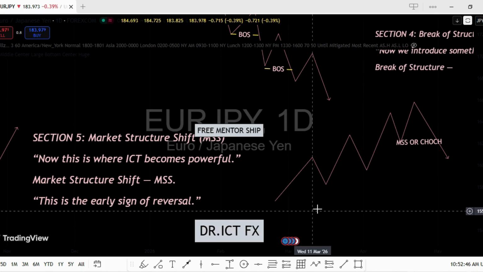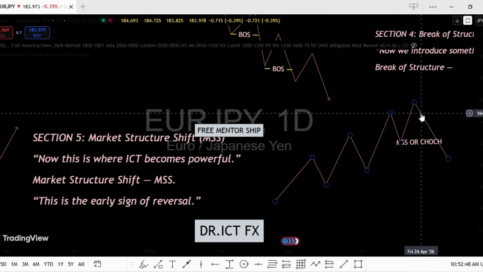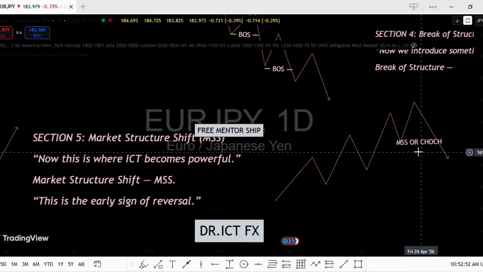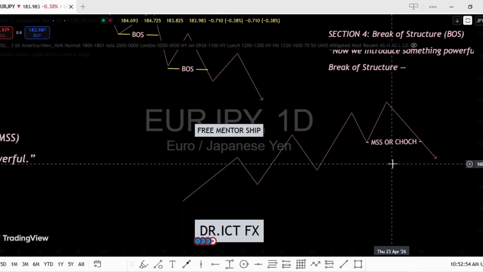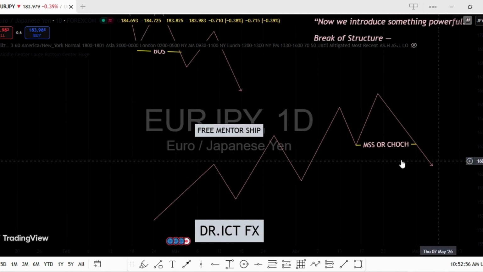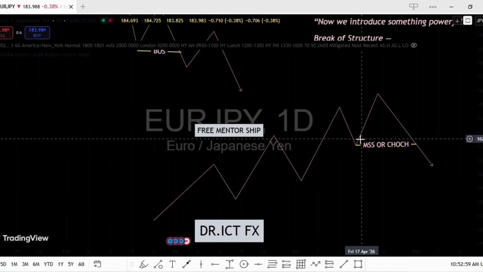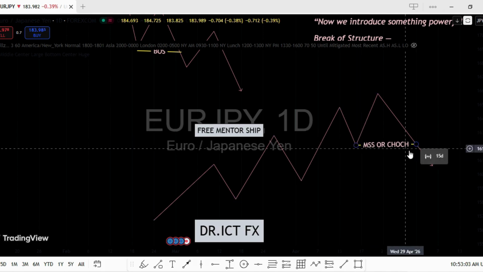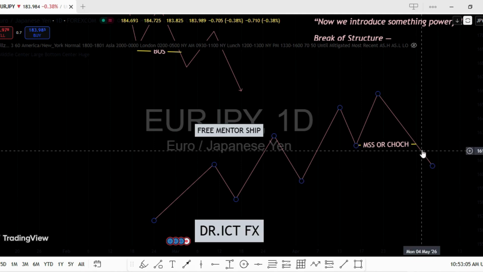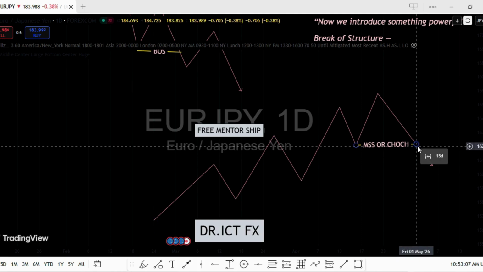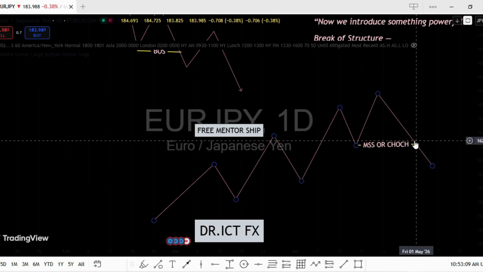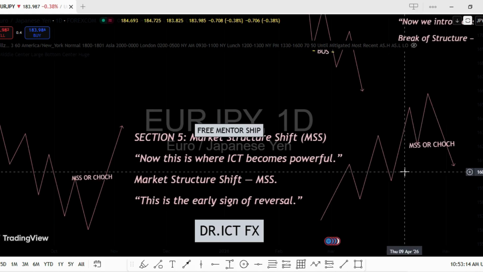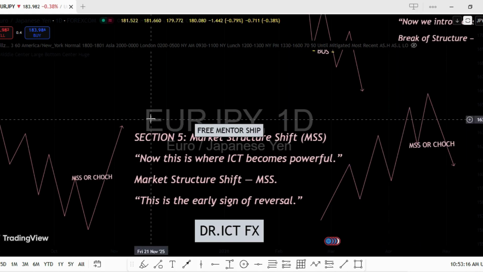So when I'm in an uptrend and there is a rapid price movement down, breaking below this swing low, what we call a lower low, a higher low here, this shows that I have a change in market structure, or shift in market structure, or what we call change of market character. So this is for an uptrend.